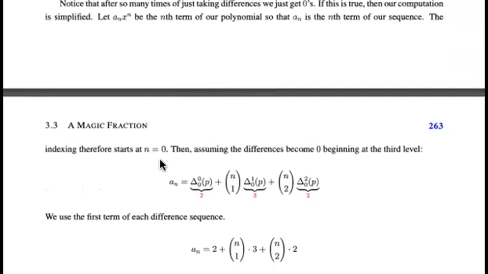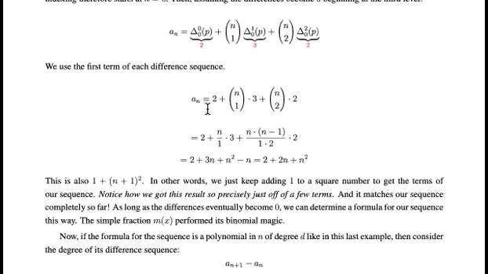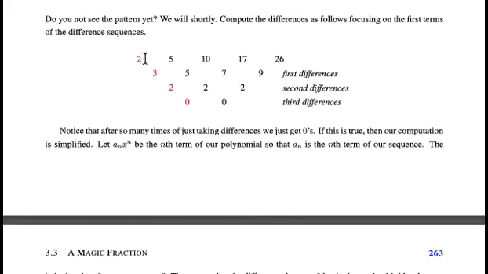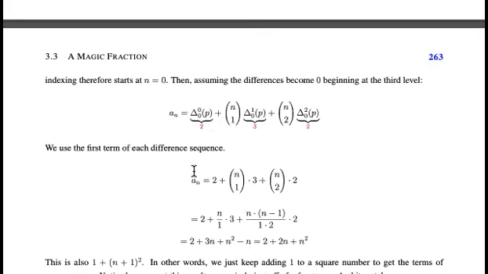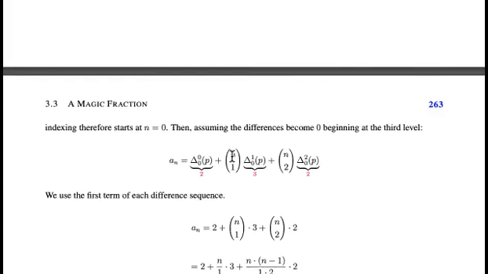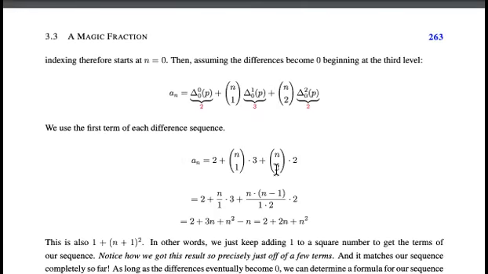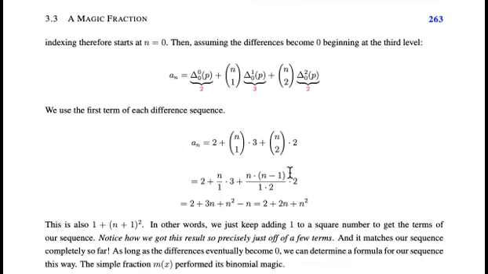How does that work? We'll see it right here. See this 2? It's actually multiplied by n choose 0, but n choose 0 is just 1, so that's why we just left it alone. So this is 2 times n choose 0, plus 3 times n choose 1, plus 2 times n choose 2. That's the formula for a sub n. We just found a formula for a sub n.